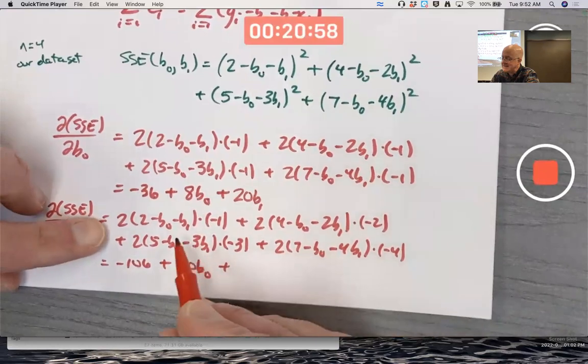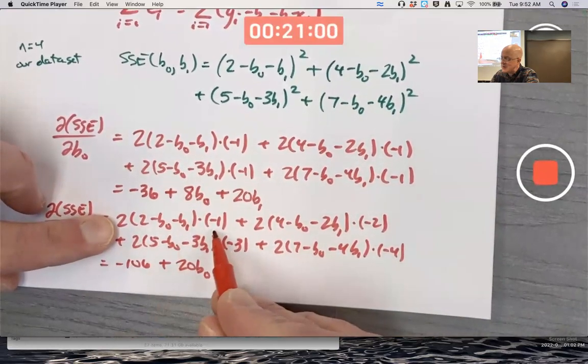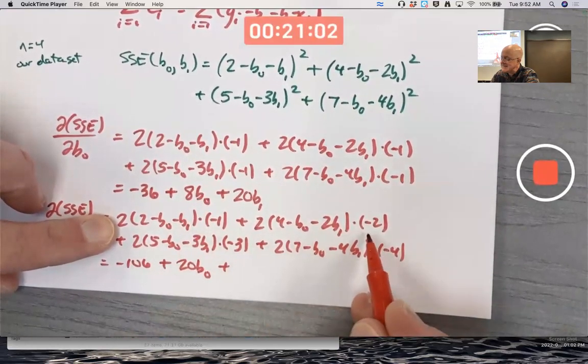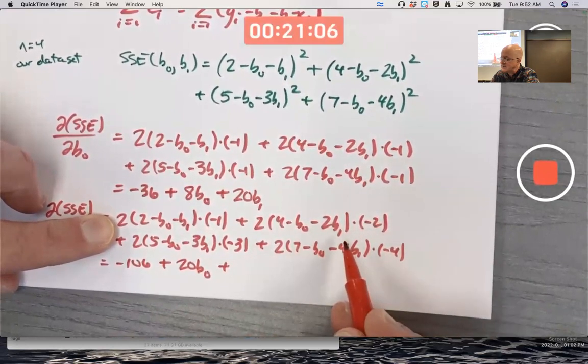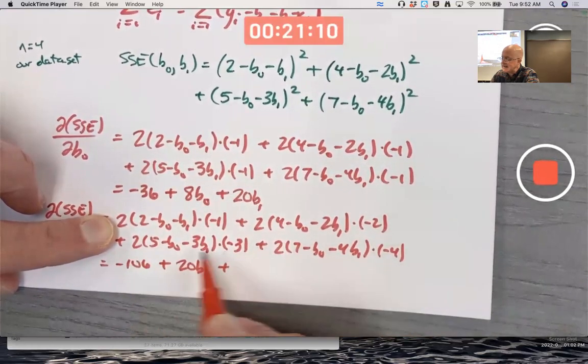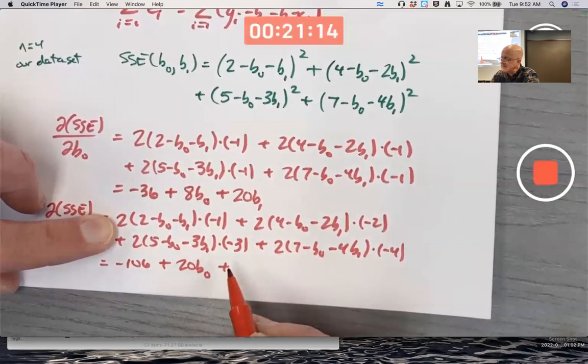Coefficient of B1. This one gives you a 2. This one gives you an 8. 2 times 2 times 2. They're all 2 negatives making a positive there. So we're up to 10. 9 times 2 is 18, bringing us up to 28.